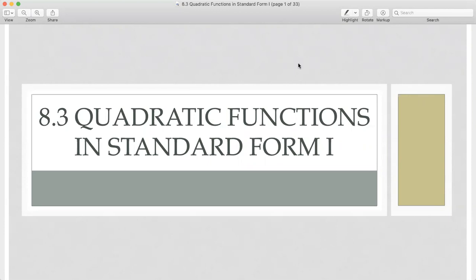We're going to temporarily skip 8.2 and do 8.3 first, because I feel like 8.1 and 8.3 are more related. Then 8.2 we're going to circle back to. Okay, so we're still going to be doing quadratic functions, so those are parabolas, and we're still working in standard form. So let's go ahead and scroll down.